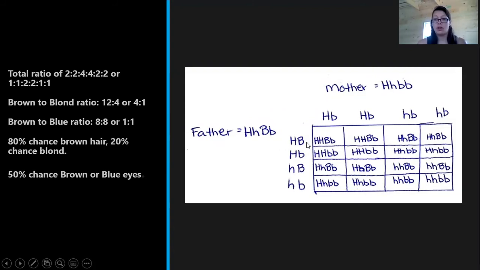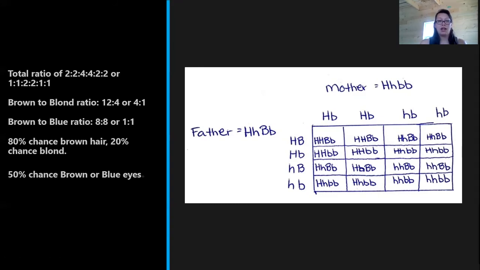And then you just go along the graph. So you would put H from the mother, uppercase H from the father. You would put uppercase B and lowercase b. And you just go along like that, filling in the graph down each side and everywhere.